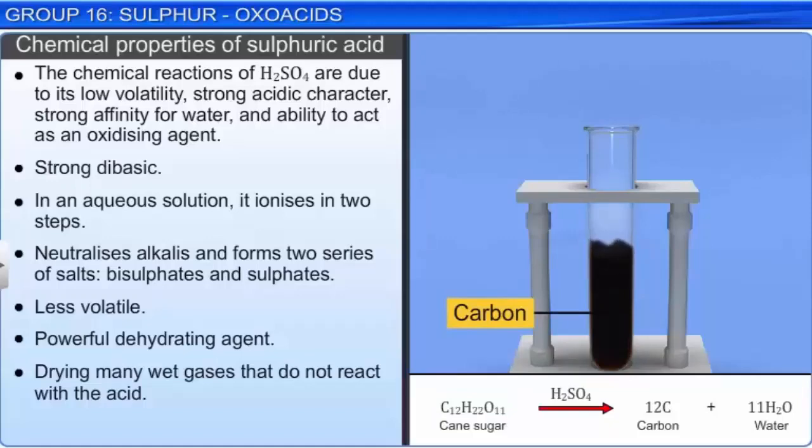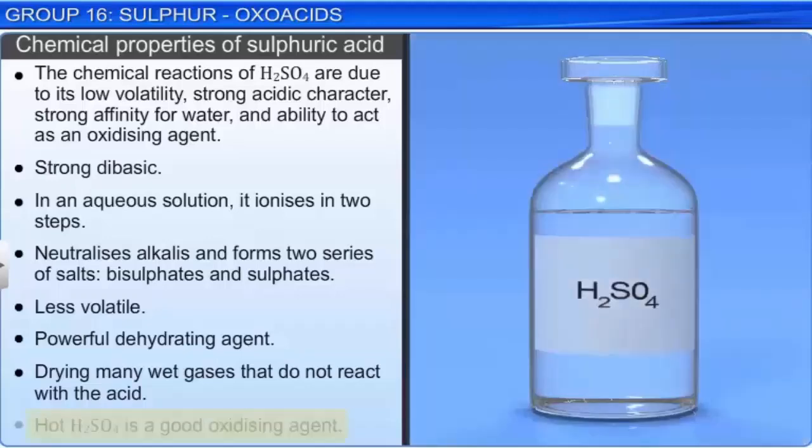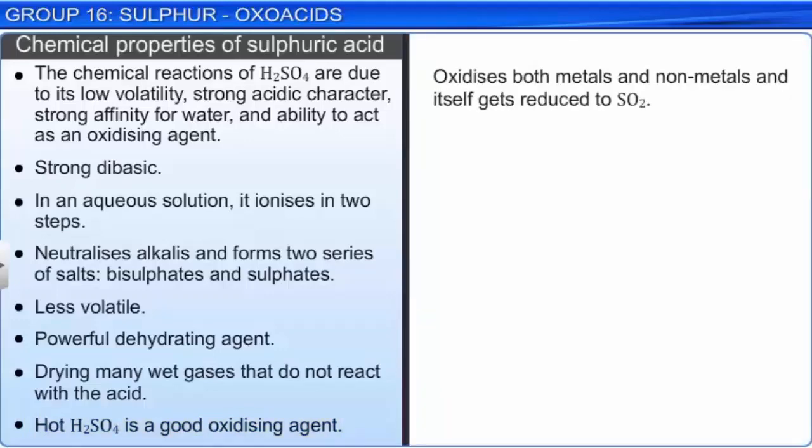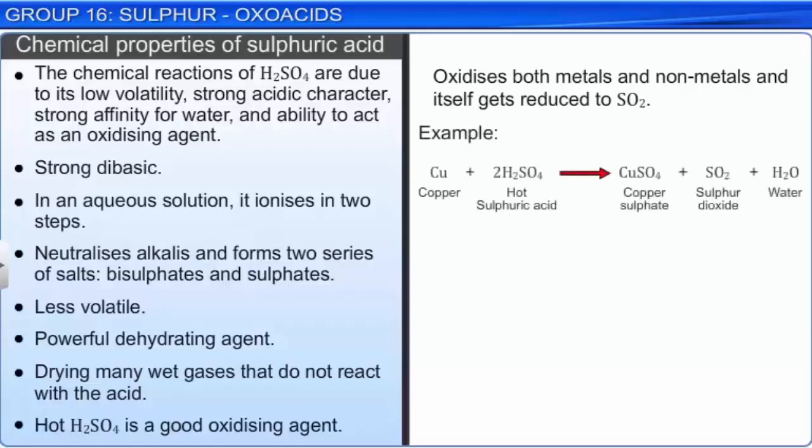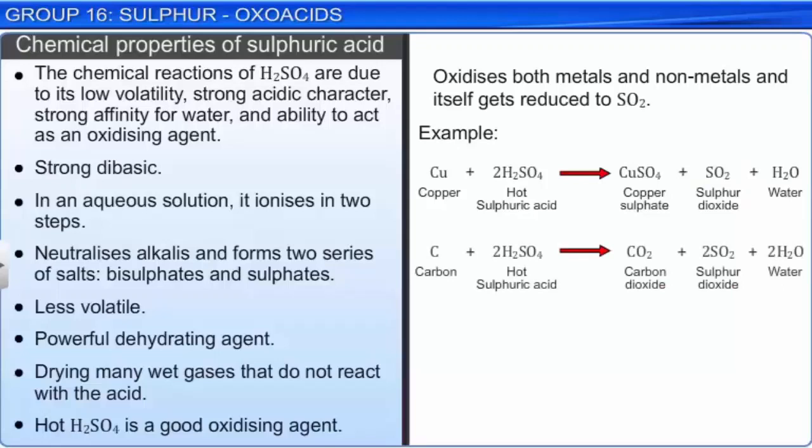Hot concentrated sulfuric acid is a good oxidizing agent. It oxidizes both metals and non-metals and itself gets reduced to sulfur dioxide. For example, hot concentrated sulfuric acid oxidizes copper to copper sulfate and gets reduced to sulfur dioxide. Similarly, it oxidizes non-metallic carbon to carbon dioxide and itself gets reduced to sulfur dioxide.